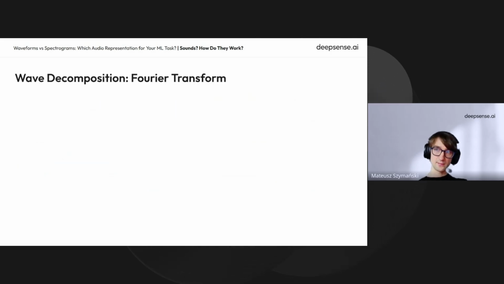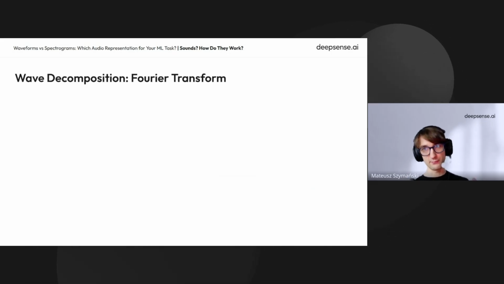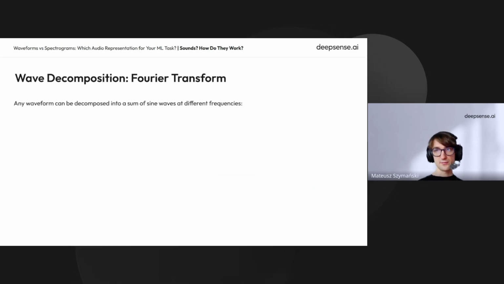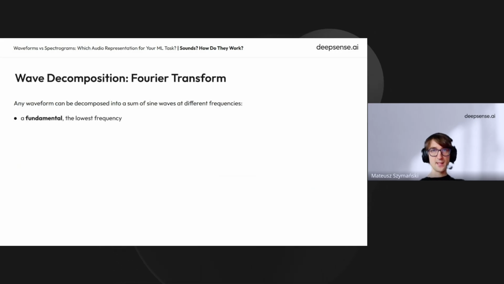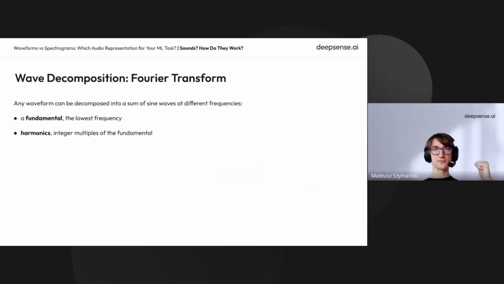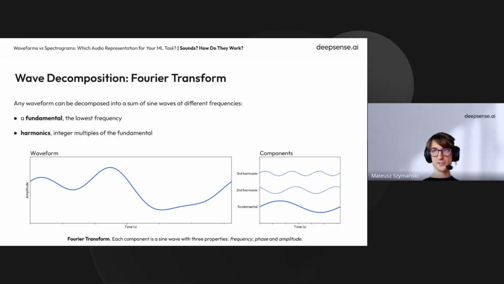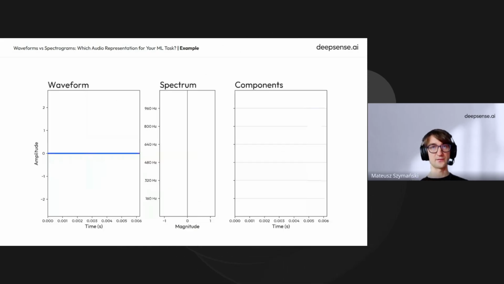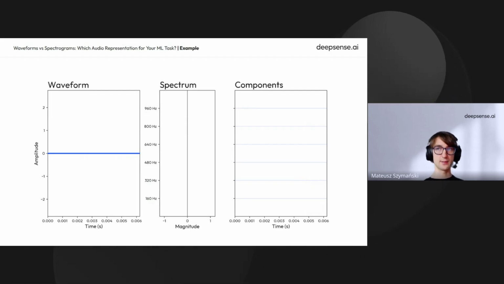But it turns out that there's a very precise mathematical tool that allows us to analyze the waveform even further. Any waveform can be decomposed into sine waves at different frequencies. So we can represent our waveform as a superposition of sine waves: the fundamental, that is the one with the lowest frequency, and harmonics, which are integer multiples of the fundamental. As previously, maybe it's easier to see how it works in practice to get a better understanding of the entire process. So I prepared another example that shows how the Fourier transform works in practice.